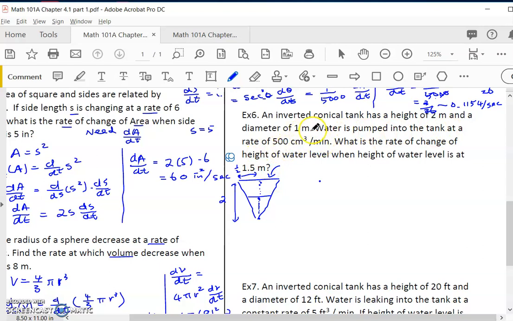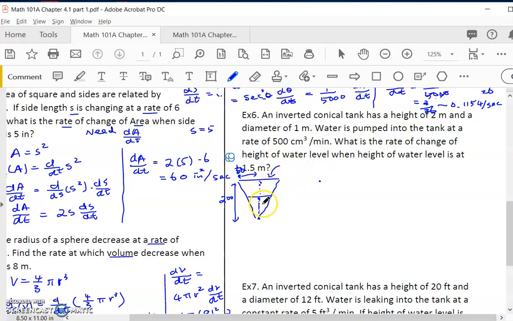Now notice we were using meters earlier as a measurement, and now it's changed to centimeters. So maybe we should change to centimeters, the smaller measurement. So 2 meters is 200 centimeters, and half a meter is 50 centimeters. And then we know that the water is pumped in at a rate of 500 cm cubed per minute.